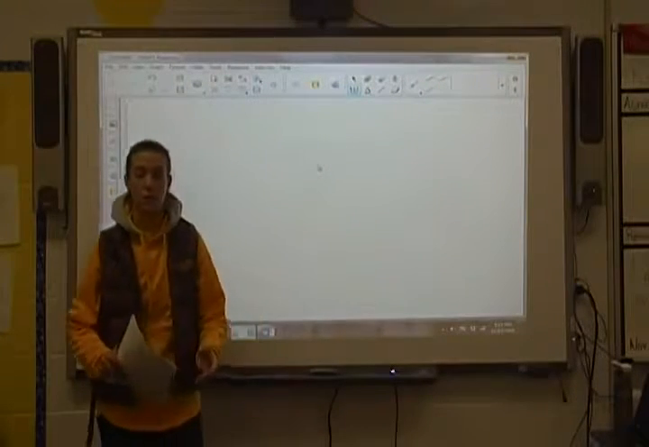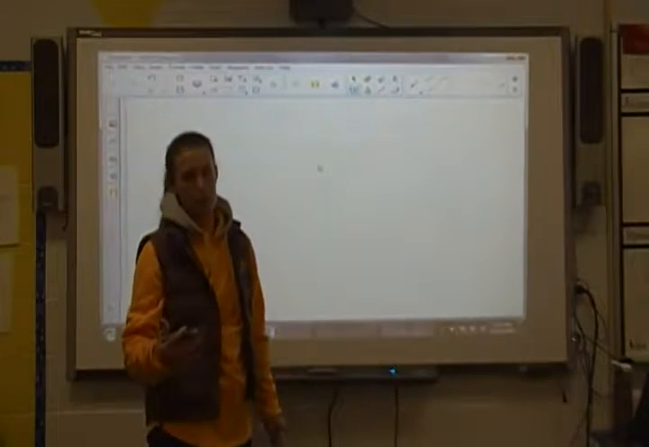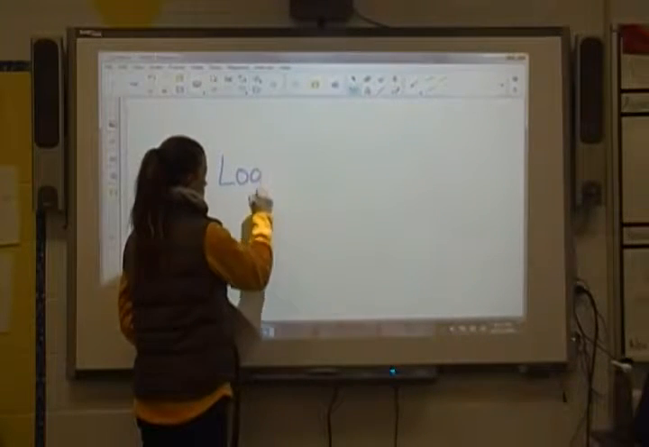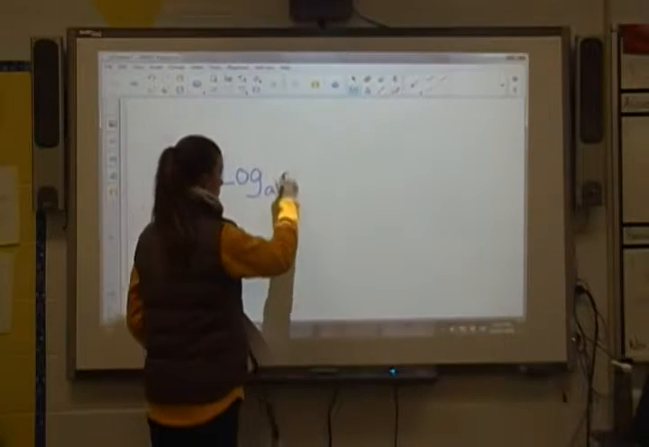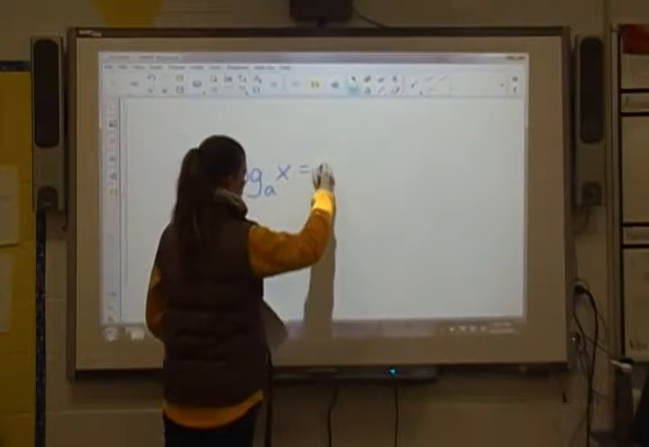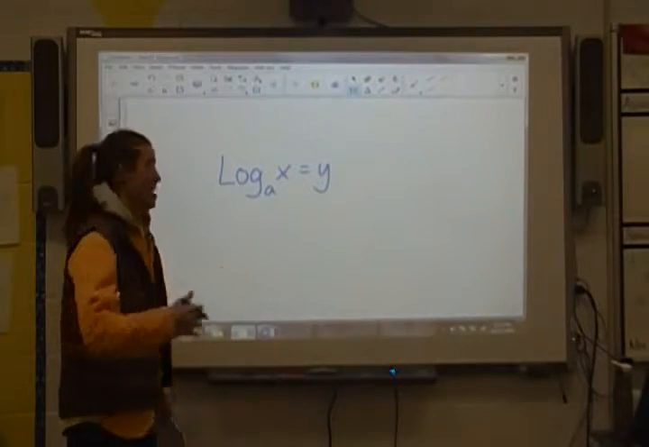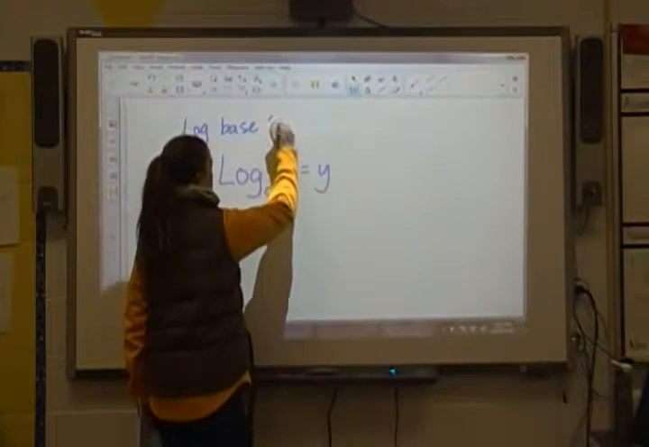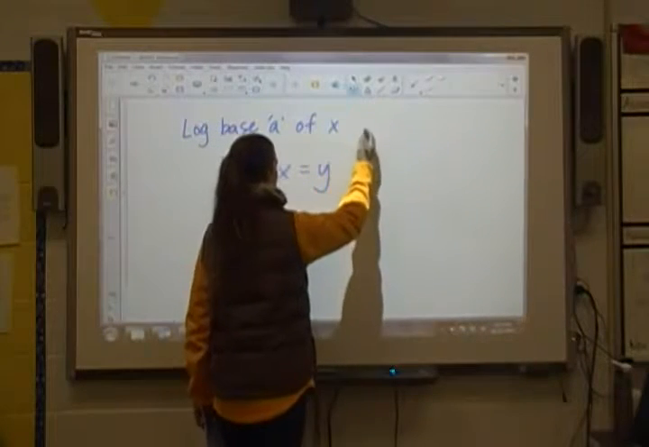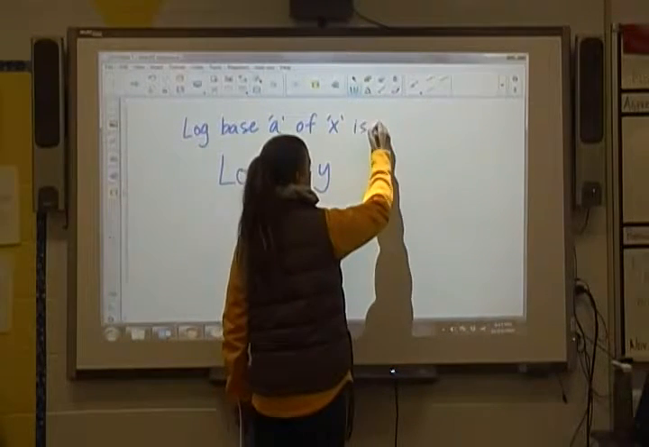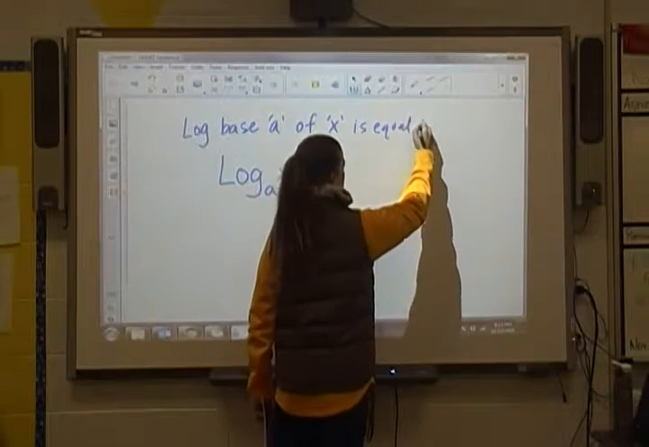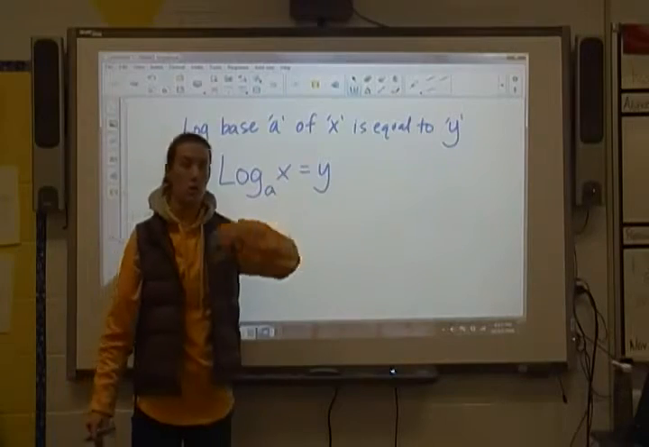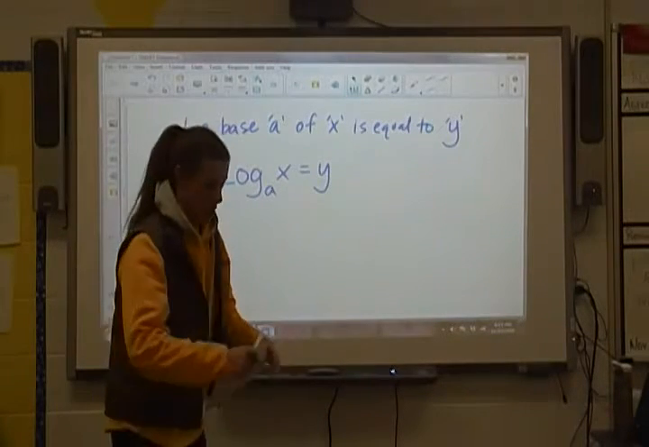The final unit in CAT this semester is going to be on logarithms. So we're just going to talk about the basics of logarithms to start. If we have log with a base of a of x equal to y, we would say that as log base a of x is equal to y, where a, x, and y would normally all be values, numbers.